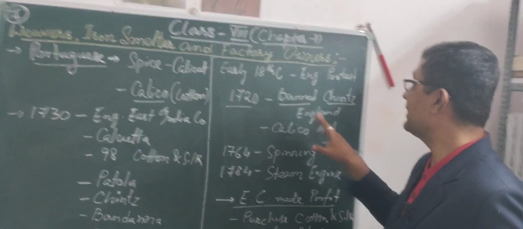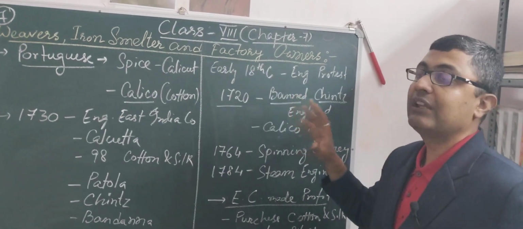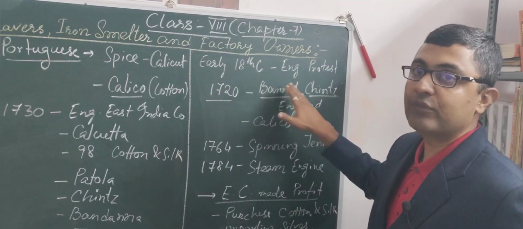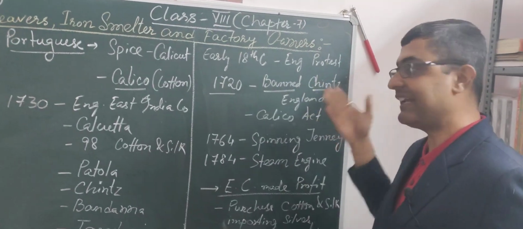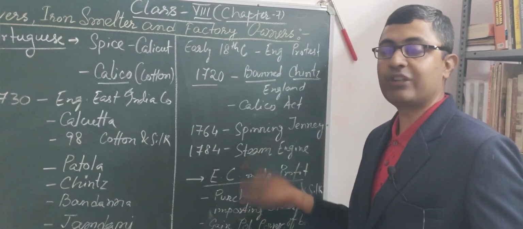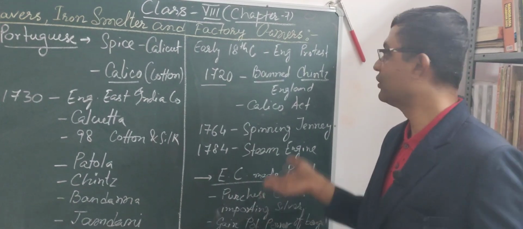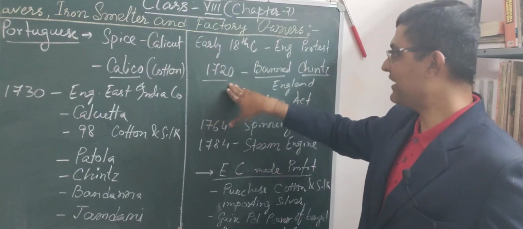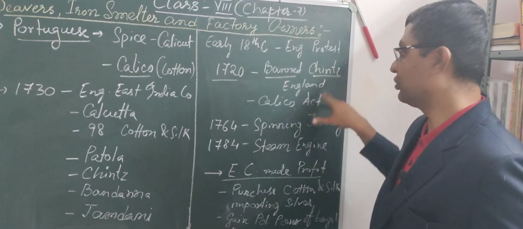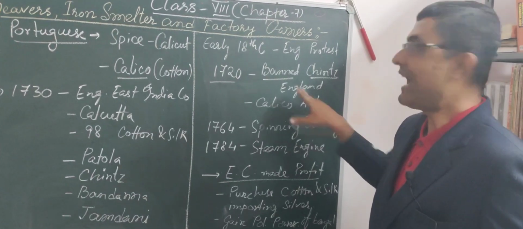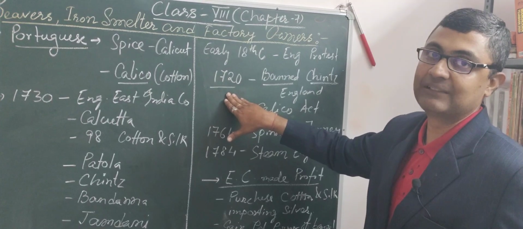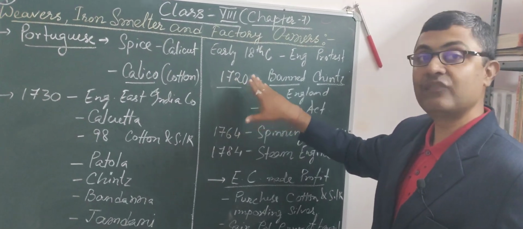In the early 18th century, we see in history that the people of England started a protest against the cloth imported from India. So in the 1720s, the British government banned chintz cloth in England, and the act is known as the Calico Act, of 1720.